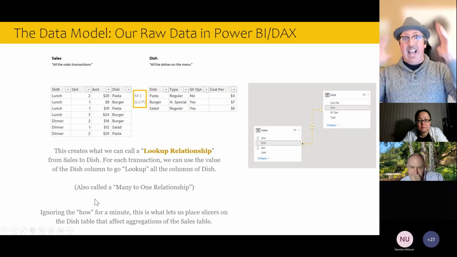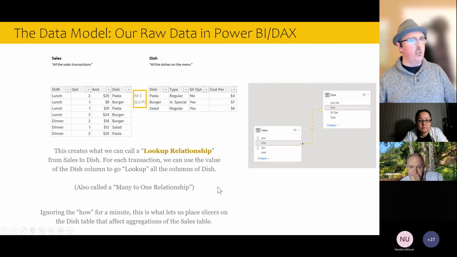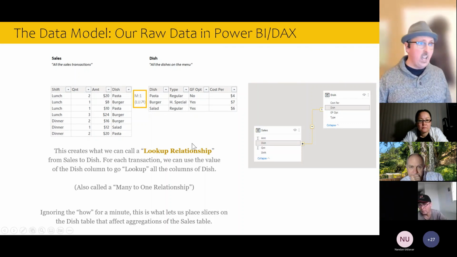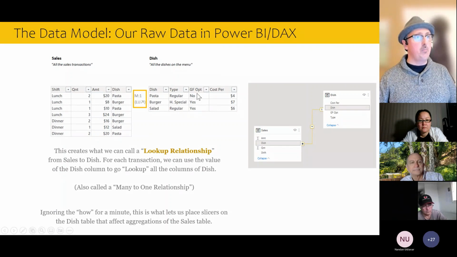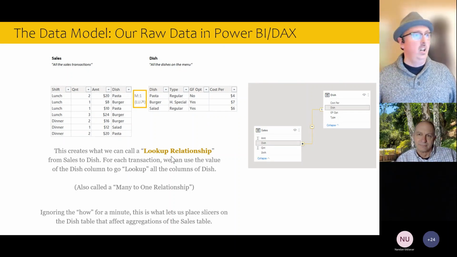So ignoring the how for a moment, which is what we're going to get to, enabling this relationship by dragging the columns on top of each other is what's going to allow us in Power BI to put a slicer on type or gluten-free option or even dish and have that filter that we apply over on this table flow down the relationship.